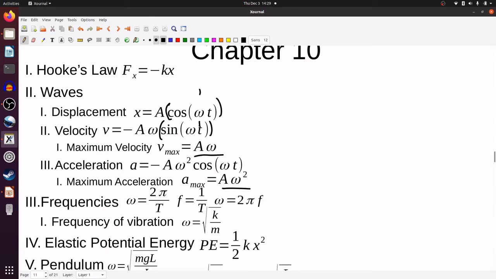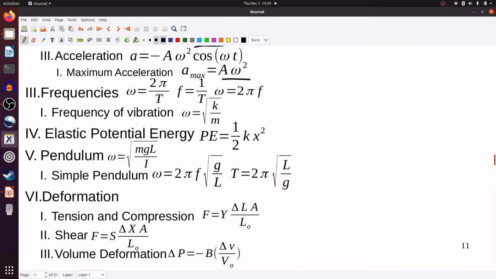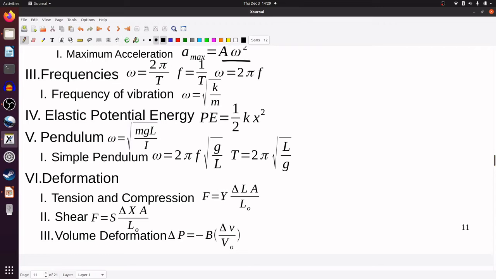Also to note, I wish my mouse was working, is that your angular frequency is different than your regular frequency. Your angular frequency is 2 pi over the period, whereas your regular frequency is 1 over the period. Regular frequency is in hertz, whereas angular frequency is going to be radians per second. It's a big deal. And then at the very end, we talked a little bit about deformation and compression and tension, but that's usually not a big part of physics, so I'm not going to focus too much on that.